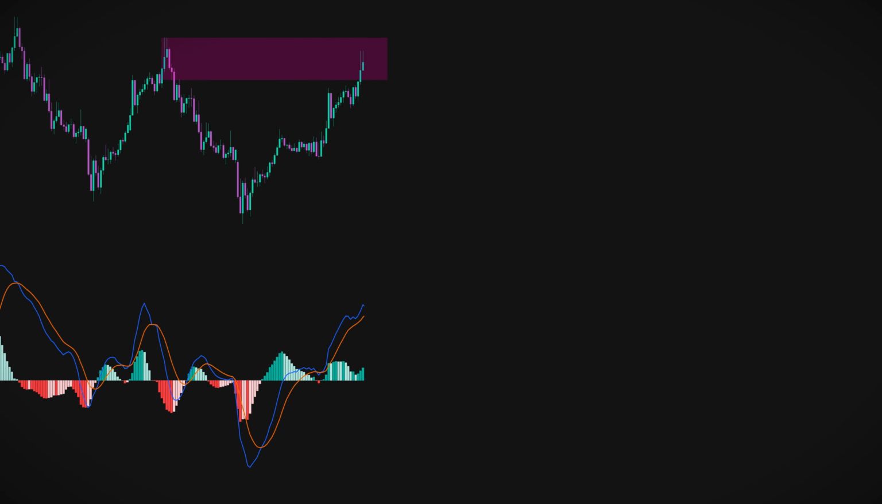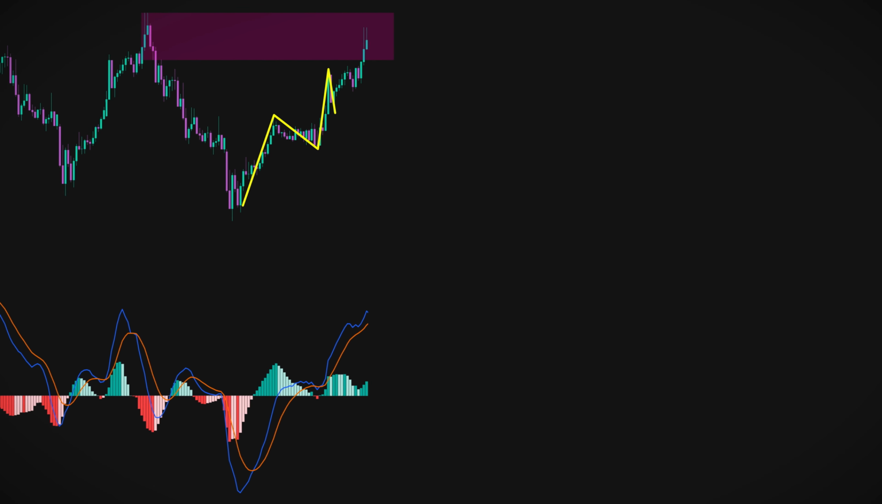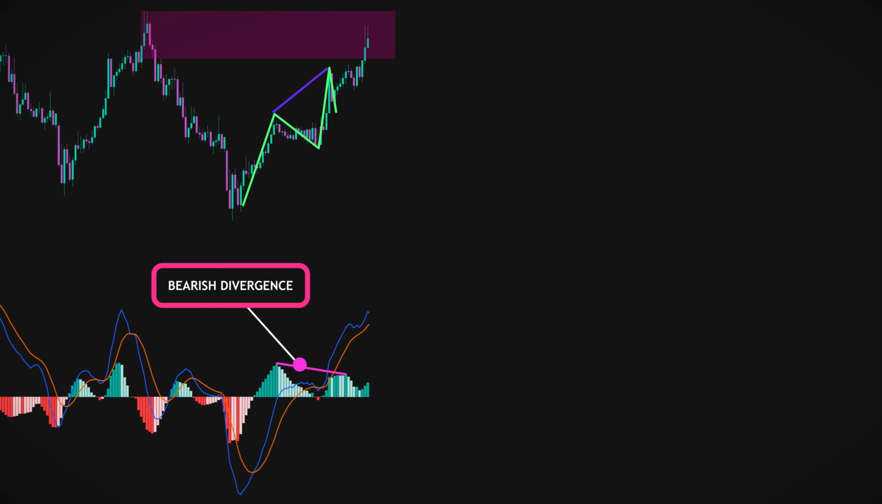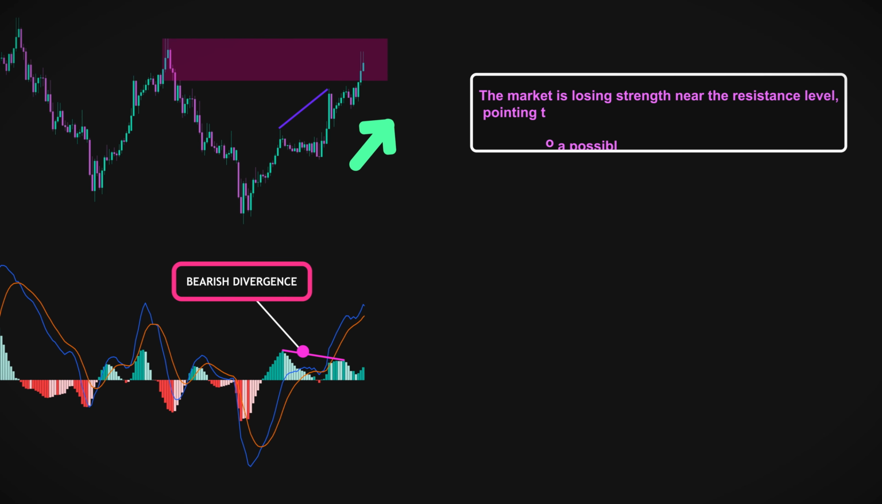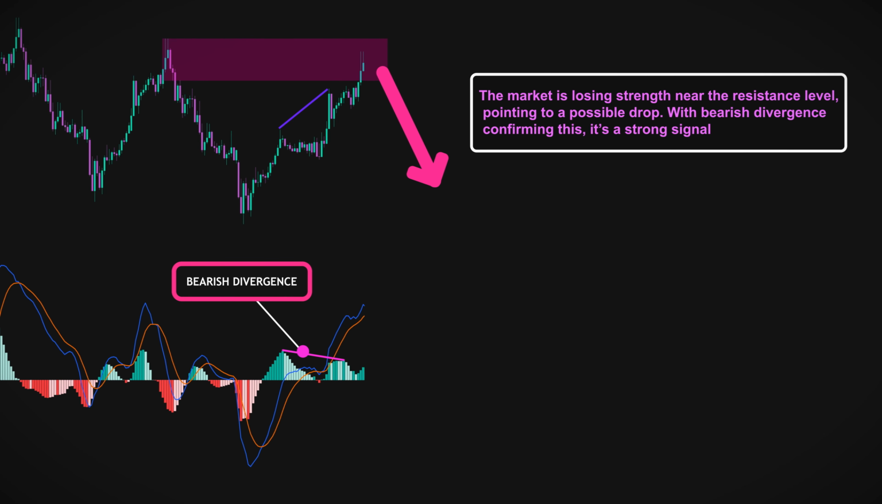On the 1-hour chart, the price forms a higher high near the resistance level. Initially, this looks bullish, but the MACD shows a lower high, classic bearish divergence. This indicates that, while price is still rising, buying momentum is weakening. The market is losing strength at the resistance level, suggesting a downside reversal is likely.